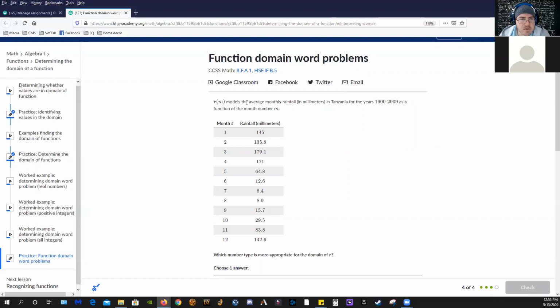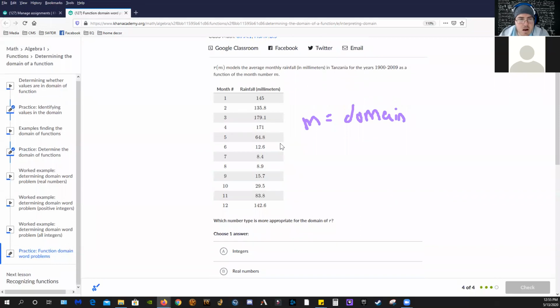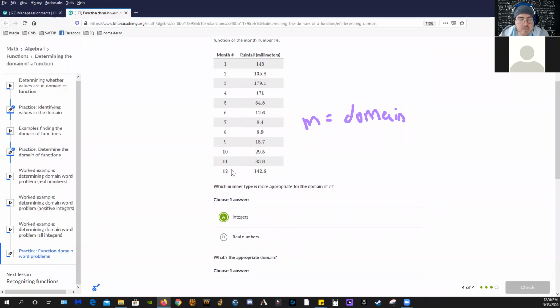R depends on M. Models the average monthly rainfall in Tanzania. Okay. So the rain depends on the month. Okay, so if the amount of rain depends on the month, that means the month is the domain. The domain would be integers because it just goes from January to February. That's 1 to 12.